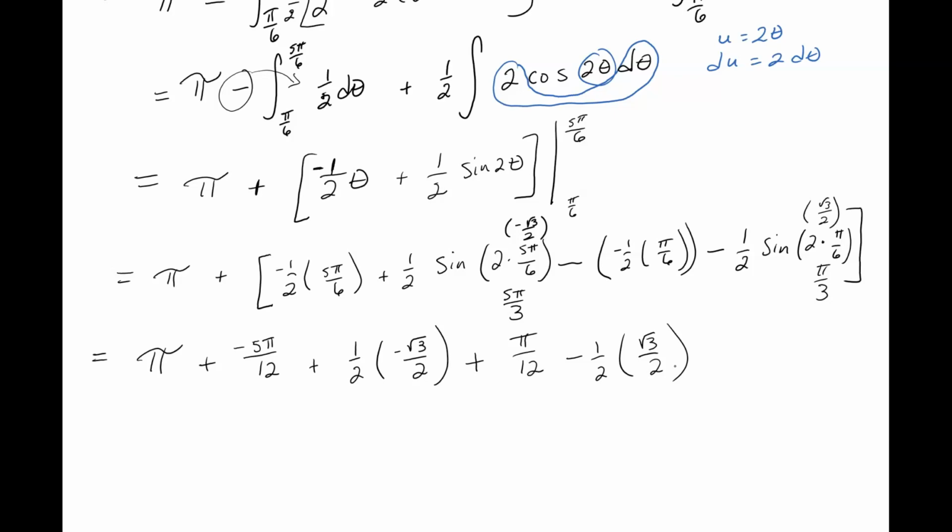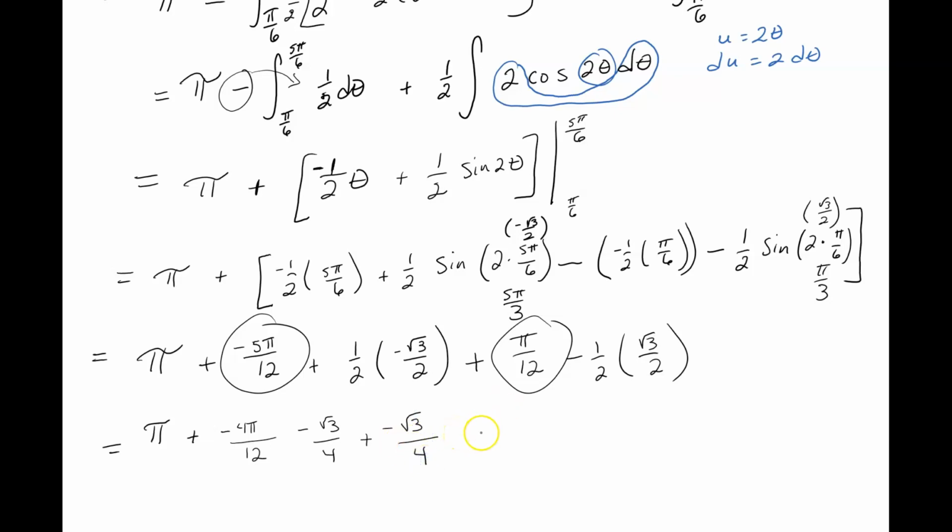All right, so let's see what we can combine. I've got a pi, and I'm going to leave that for a second. The negative 5 pi over 12 and the pi over 12 can combine, giving me a negative 4 pi over 12, which is a negative pi over 3. We'll leave it as negative 4 pi over 12. This right here, we get negative square root of 3 over 4 plus another negative square root of 3 over 4.